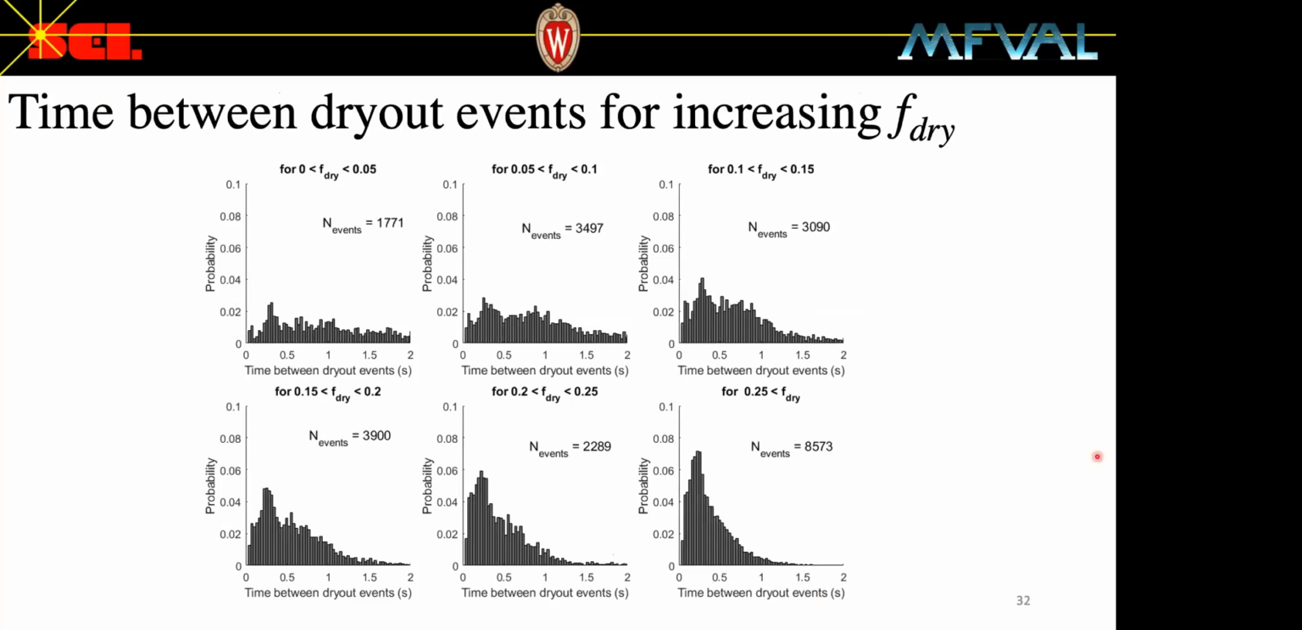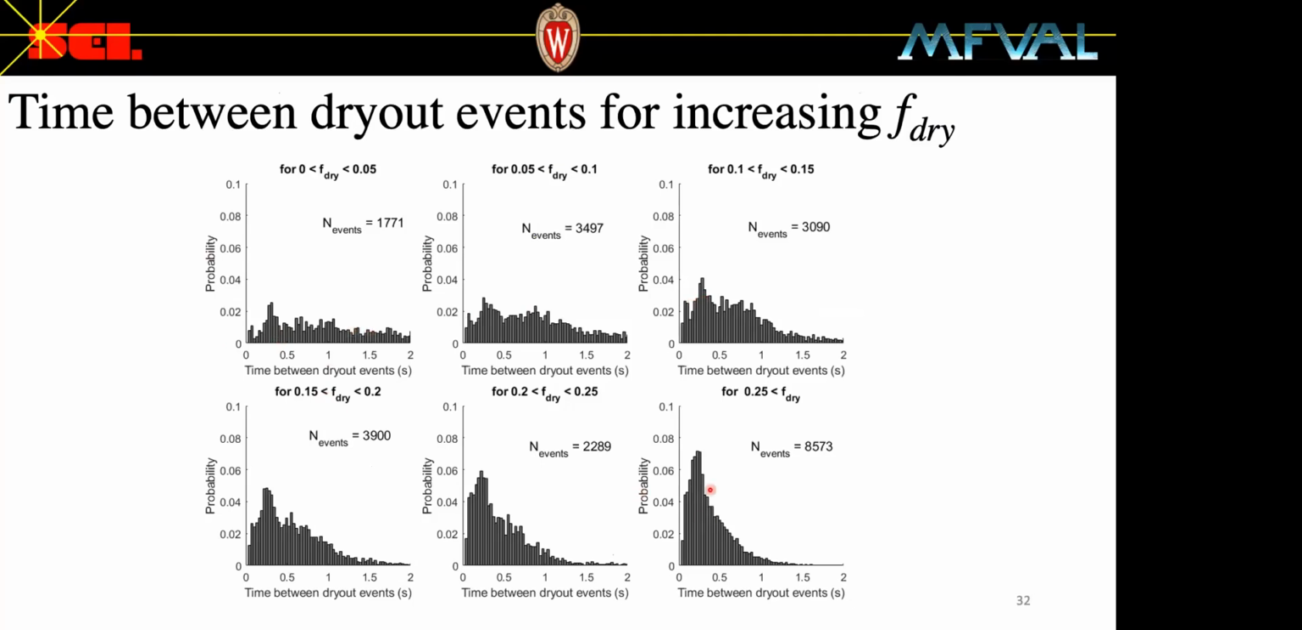The figure shows the time between dryout events, and this can also be thought of as the time the window spends wet. So at low dry fractions, the time between dryout events is randomly spaced. There's no real pattern to when the dryout events occur. But as we get further into the boiling crisis and dryout events are occurring more frequently, the window is dry more frequently, there's a peak that emerges in the signal at around 0.25 seconds.